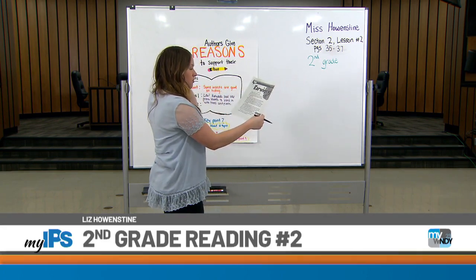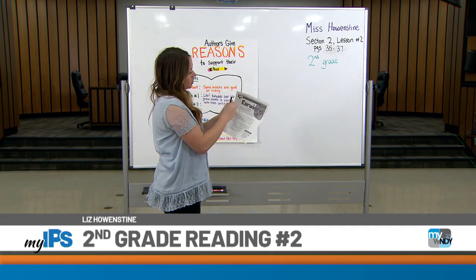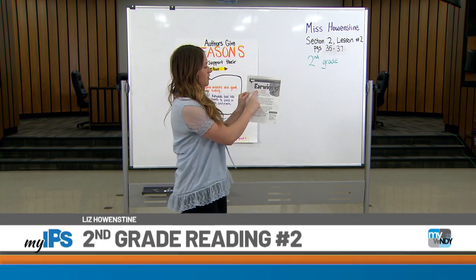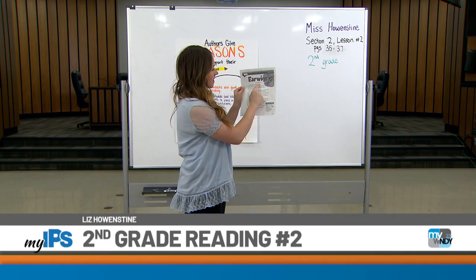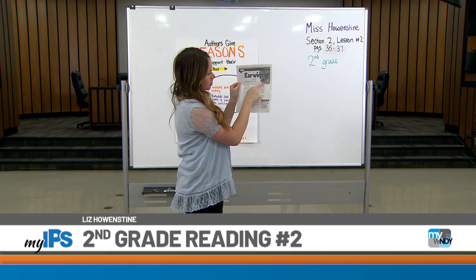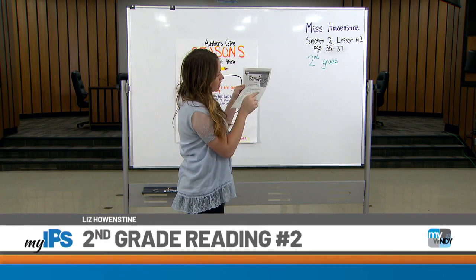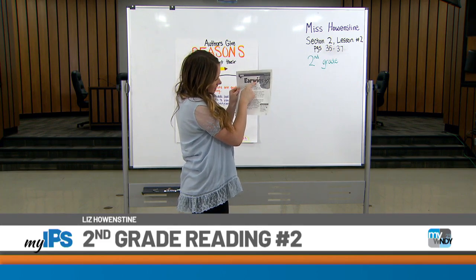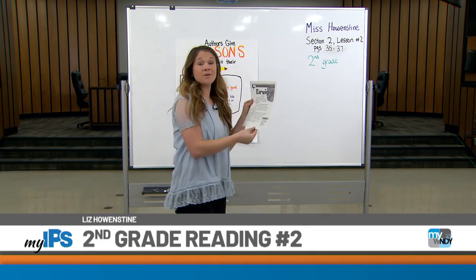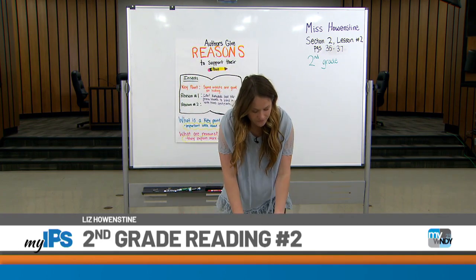So go ahead and start at the title. We always want to start with our title, and it is called Earwigs by Jane Kinzer. Look at the picture on the page. This is a bug, we can assume, and it is going to be a nonfiction passage. So let's go ahead and read together.